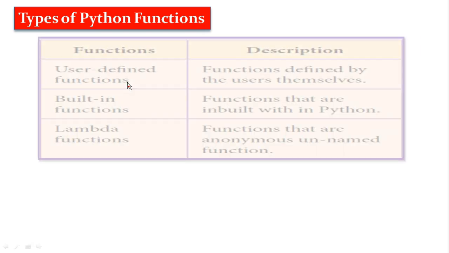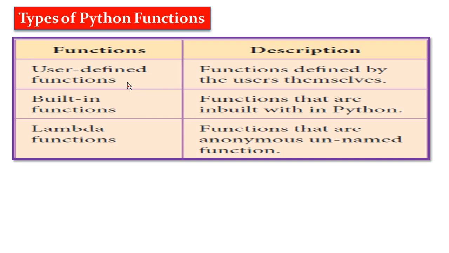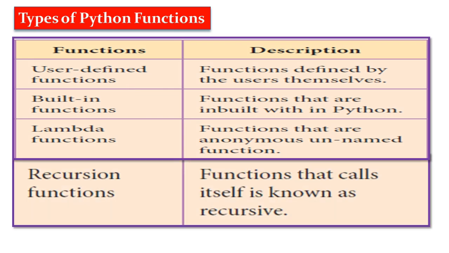Next one, what are the types of Python functions? There are four types of Python functions. One, user defined function. What is a user defined function? Functions defined by the user themselves. That's called a user defined function.